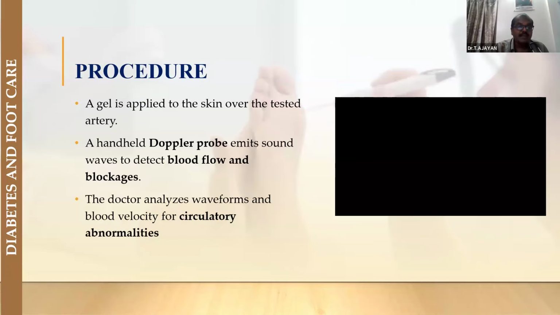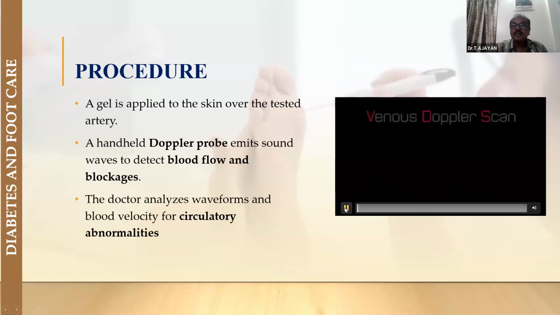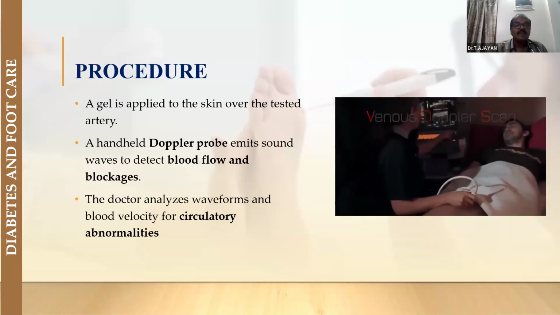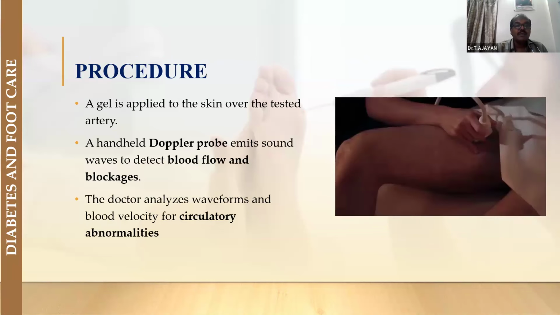This is the procedure. A gel is applied on the skin over the tested artery. The handheld Doppler probe emits sound waves to detect the blood flow and the blockage. This video is helpful for you to work out the venous Doppler study. The doctor analyzes the waveform and the blood velocity for circulatory abnormality.